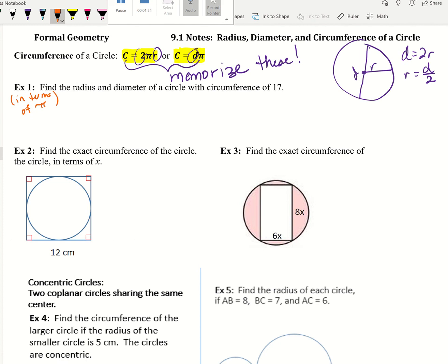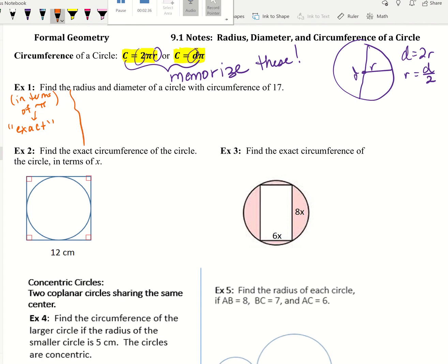It's not the only way that things are done, and you're going to want to look at the directions on an assignment or on a test or on a quiz to find out. If you ever see the word exact, because pi is an irrational number, 3.14159 and so on, and as an irrational number it never ends, it never repeats, you can't give it an exact value without using the symbol for pi. So if you ever see the term exact, you want to keep your answer in terms of pi. However, if they ask you to round it to a certain decimal place, then you would use your calculator.